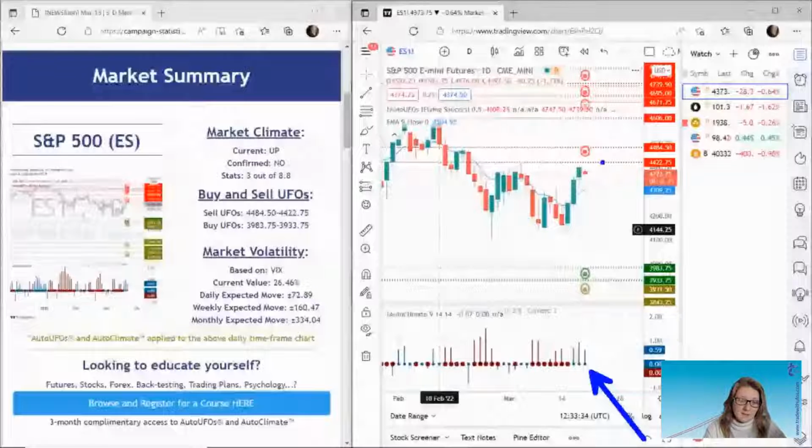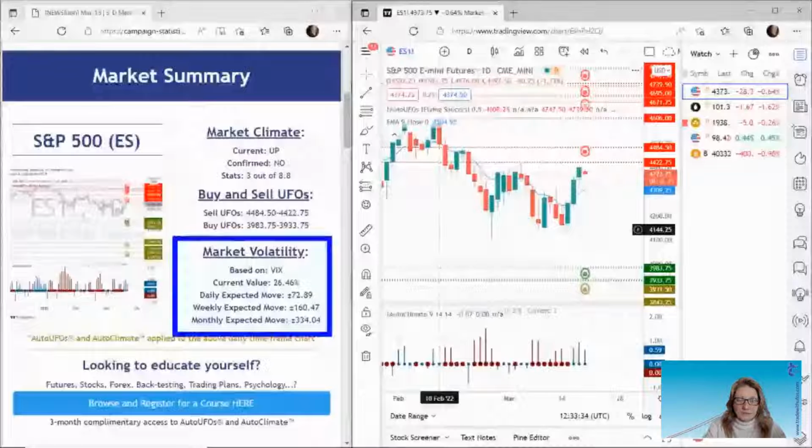Now we do have sellers up here between 44.84.5 to 44.22.75. If price were to hit those sellers, we would expect that they would push price back down again. Now, we've got buyers, but all the way down here between 39.83.75 to 39.33.75. Again, quite a way to go before we hit the buyers. So overall, not enough probability either way at the moment, but we do have sellers close by that could change things. So be aware of that if we were to hit that area.